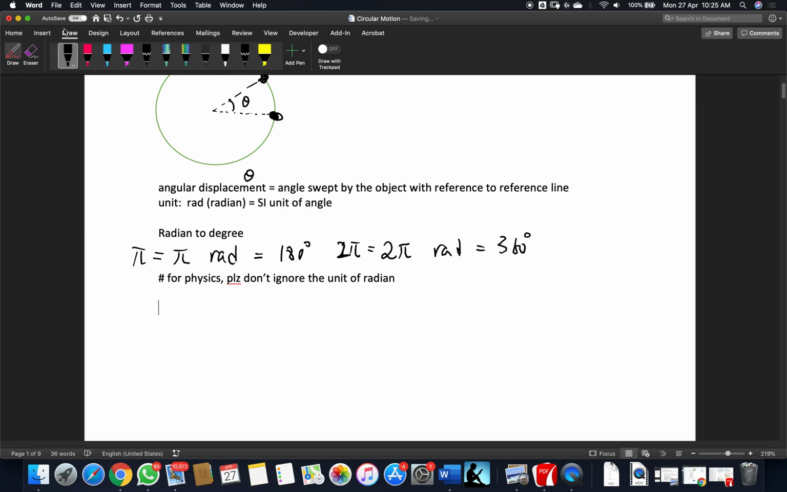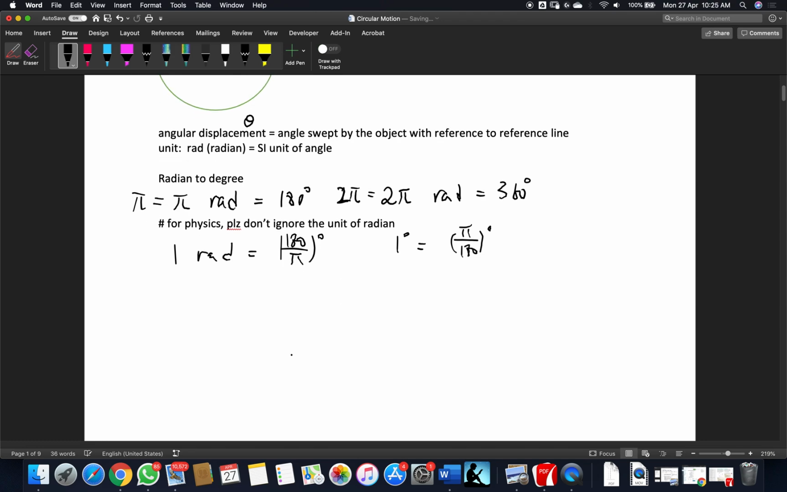So let's do some examples. How about 1 radian? This is maybe primary school calculation. You divide both sides by pi, and you get 180 divided by pi degree. Or how about 1 degree? You can divide both sides by 180 and you get pi over 180 radian.